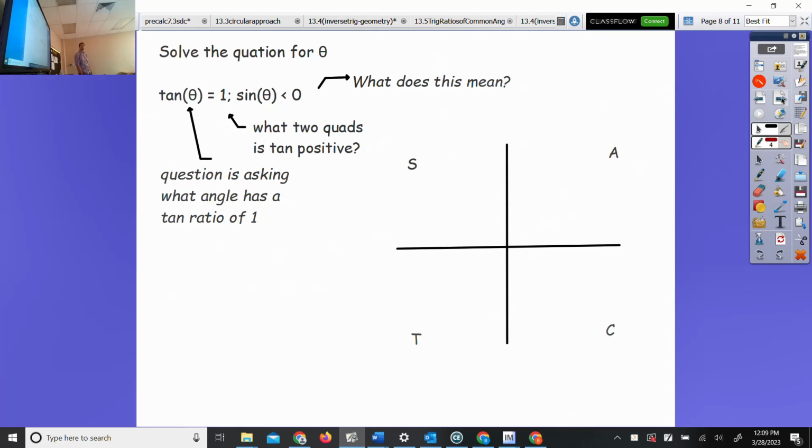Solve the equation for theta. This actually isn't that much different than what we've been doing. It says the tangent of theta is 1. I probably got this all written out. The question is asking what angle has a tangent ratio of 1. How do you do that in the calculator? If the tangent of theta is 1, how do you find theta?